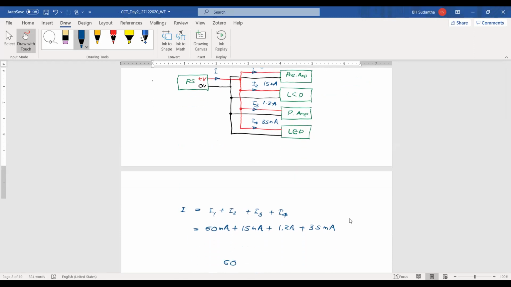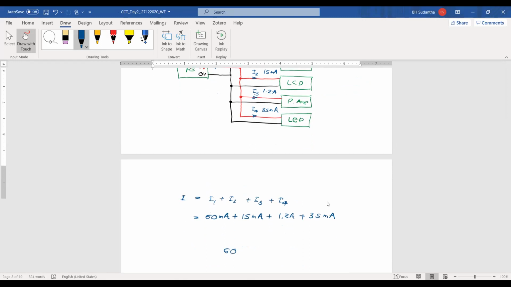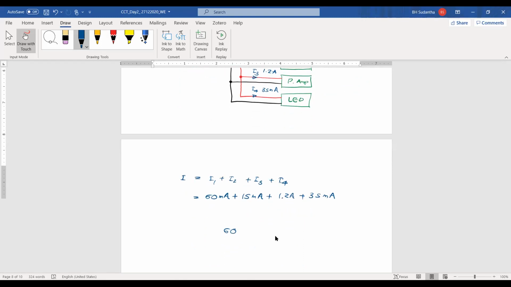Okay, now this is the way. Then we have to convert everything into one unit. This diagram is okay, no? The main power supply can provide these four circuits. Then from this node, we have divided into four circuits, okay? Then 60 milliamperes, this is 15 milliamperes, then 1,200 milliamperes, then 35 milliamperes.